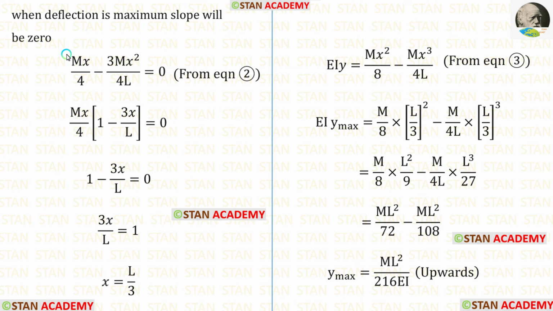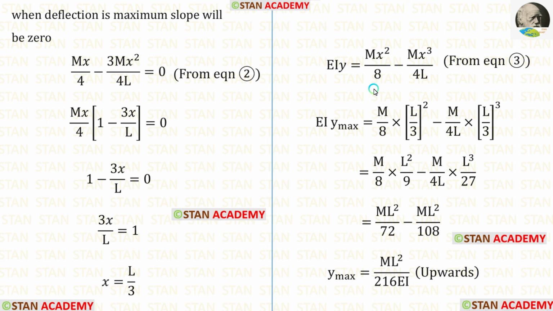Now let us find the maximum deflection. The maximum deflection occurs when the slope is 0. So we have to equate the slope equation to 0. Let us take mx upon 4 outside and take it on the right side. So we will get 0. Let us take this value on the other side. So it will become positive. Finally, we are getting x, which is equal to L upon 3.